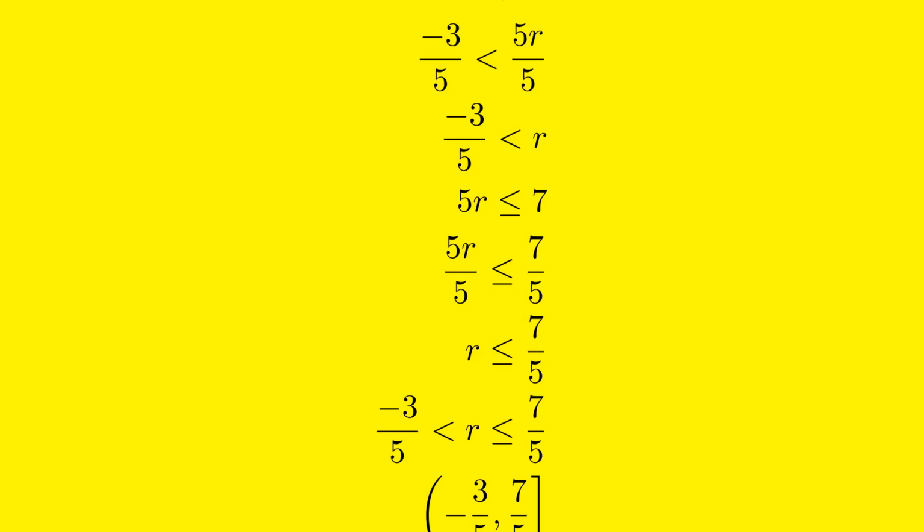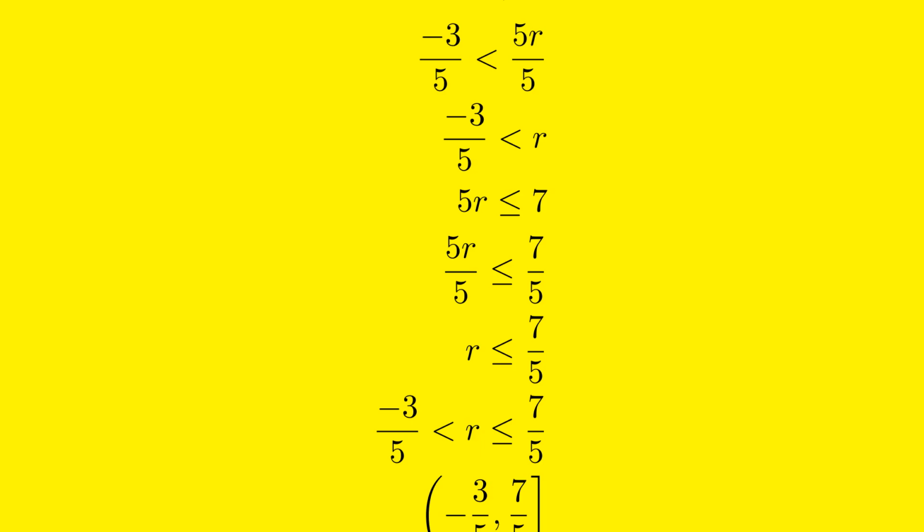Next, we need to isolate the variable r in both simplified inequalities. We currently have -3 is less than 5r and 5r is less than or equal to 7. To isolate r, we need to get rid of the coefficient 5 that is multiplied by r. We do this by dividing both sides of each inequality by 5. Starting with the first inequality, -3 is less than 5r. Divide both sides by 5. -3 divided by 5 is less than 5r divided by 5. This simplifies to -3/5 is less than r.